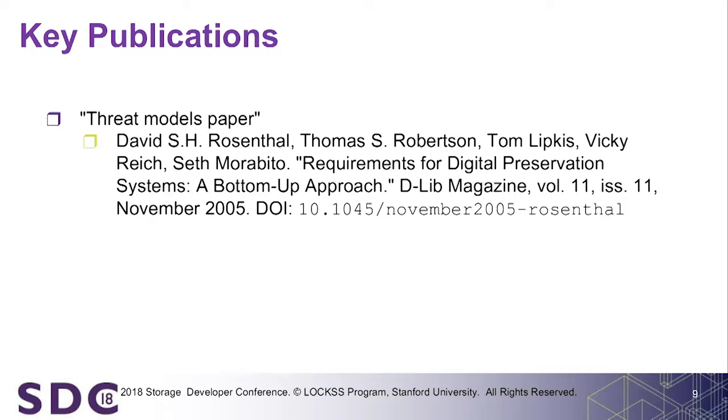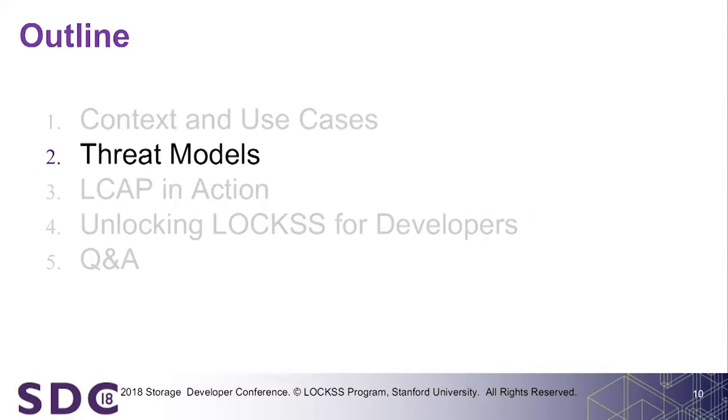And another paper that I will refer to also is called the Threat Models paper. So in 2005, the LOCKSS program couched a lot of its assumptions on storage systems and the design of a storage system that is meant to be a digital preservation system. I'll come back to the definition in just a second, was couched in this paper on the threat models facing digital preservation systems. All right, so let's talk about these threat models.